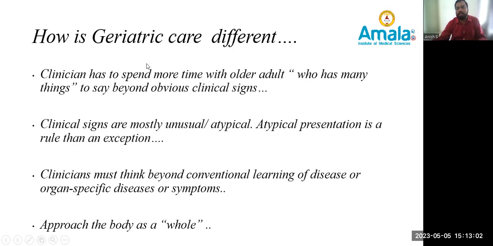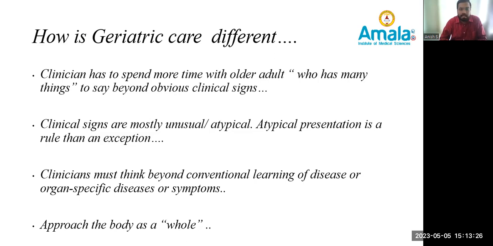How is geriatric care different? We need to have more time with the older adult because they have so many things to say beyond the obvious clinical science. So patience is a word which is required if you are going to cater or care for older adults. Clinical signs are mostly unusual. Actually, atypical presentation is the rule rather than an exception.